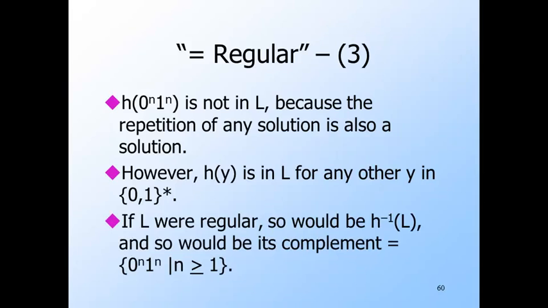So if L, the union of complements, were regular, then H inverse of L would also be regular, because regular languages are closed under inverse homomorphism. And the complement of H inverse of L would be regular because regular languages are closed under complementation. But this language we just argued is the set of 0 to the n, 1 to the n, such that n is at least 1, a language we know very well not to be regular.